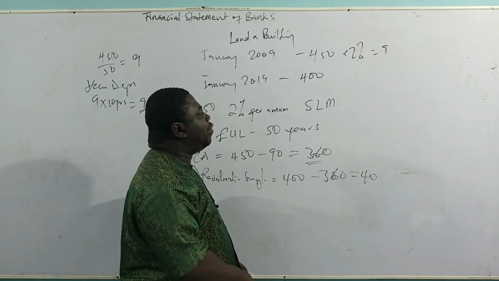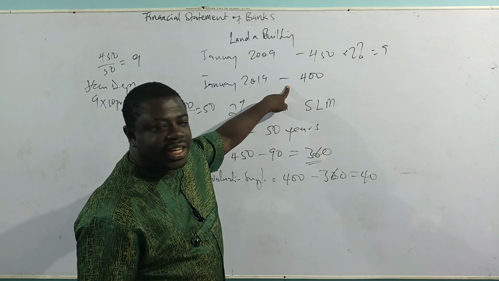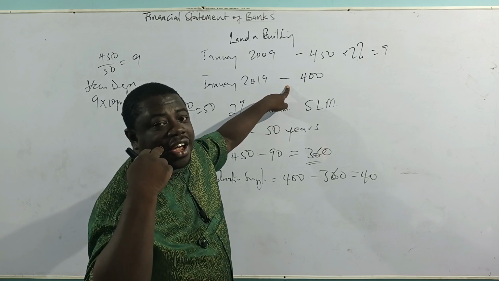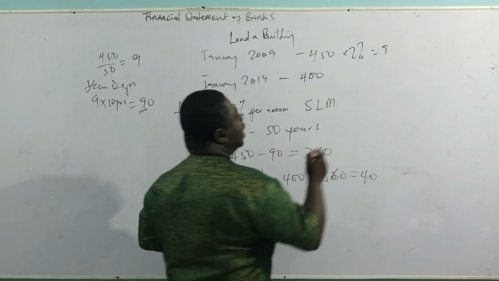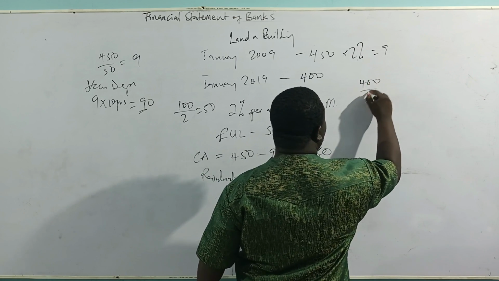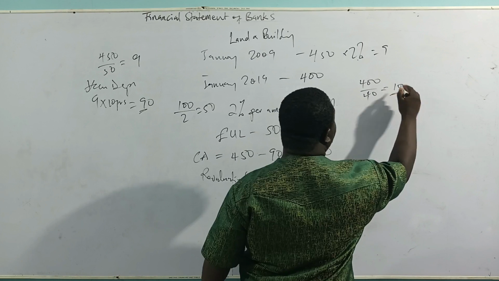So this year, we are going to depreciate the asset again because the revaluation was done at the beginning of the year. But now the remaining useful life is what? 40 years, if you take 10 years out. So it means that the depreciation will now be 400 over 40, sorry. And that is going to give us 10 cedis.